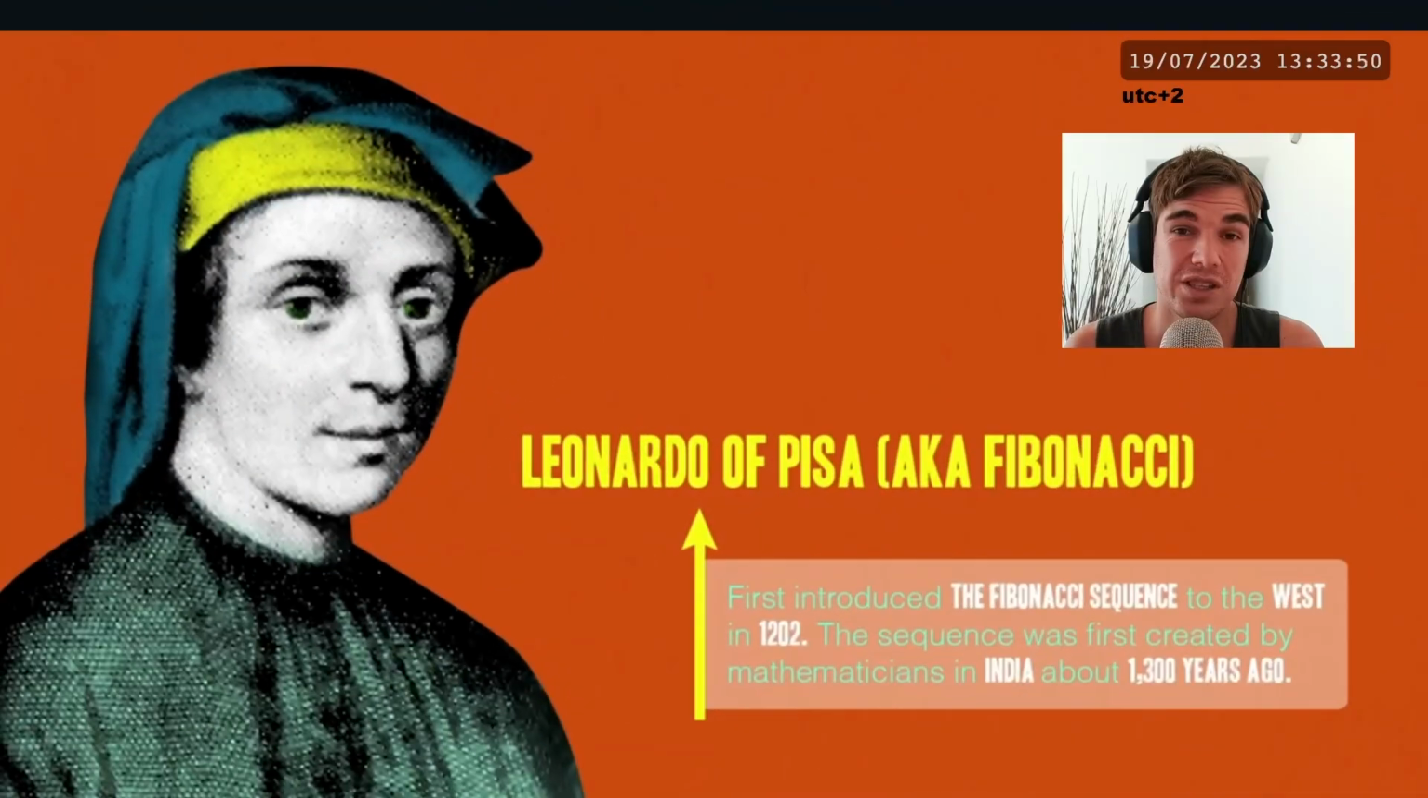Let's have a look. It all started with a guy called Leonardo of Pisa, also known as Fibonacci, but he wasn't the first person to talk about it. It was discovered in India 1300 years ago, but Leonardo brought it into the Western world in 1202. So it has been there for a very, very long time, and we're still using it, and we still see it in the universe and everywhere.